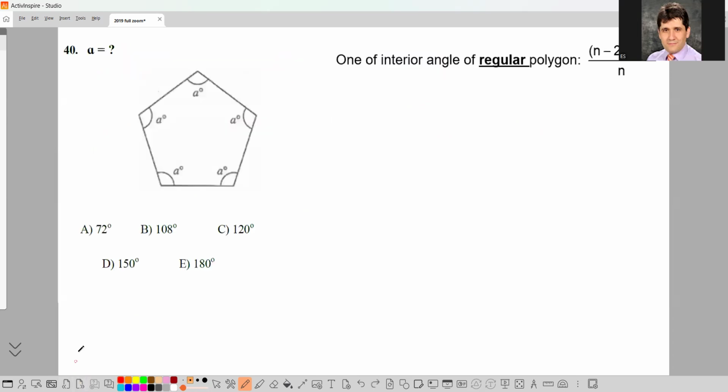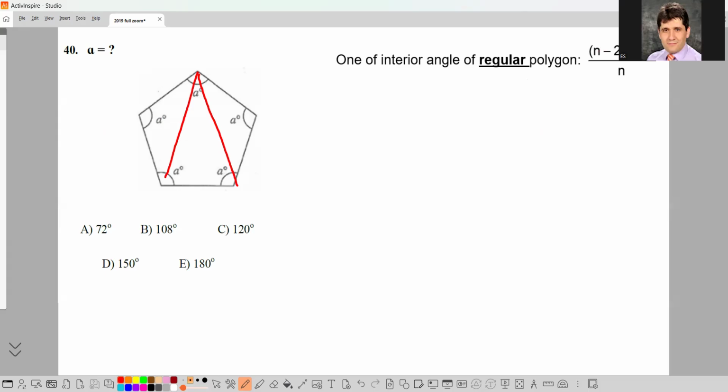Next, we have to find the interior angle of this regular pentagon, and we had a formula. The formula is this one. If we don't know where the formula comes from, it comes from getting 3 triangles. So 5 minus 2 makes 3 triangles. In this case, that would be our formula.